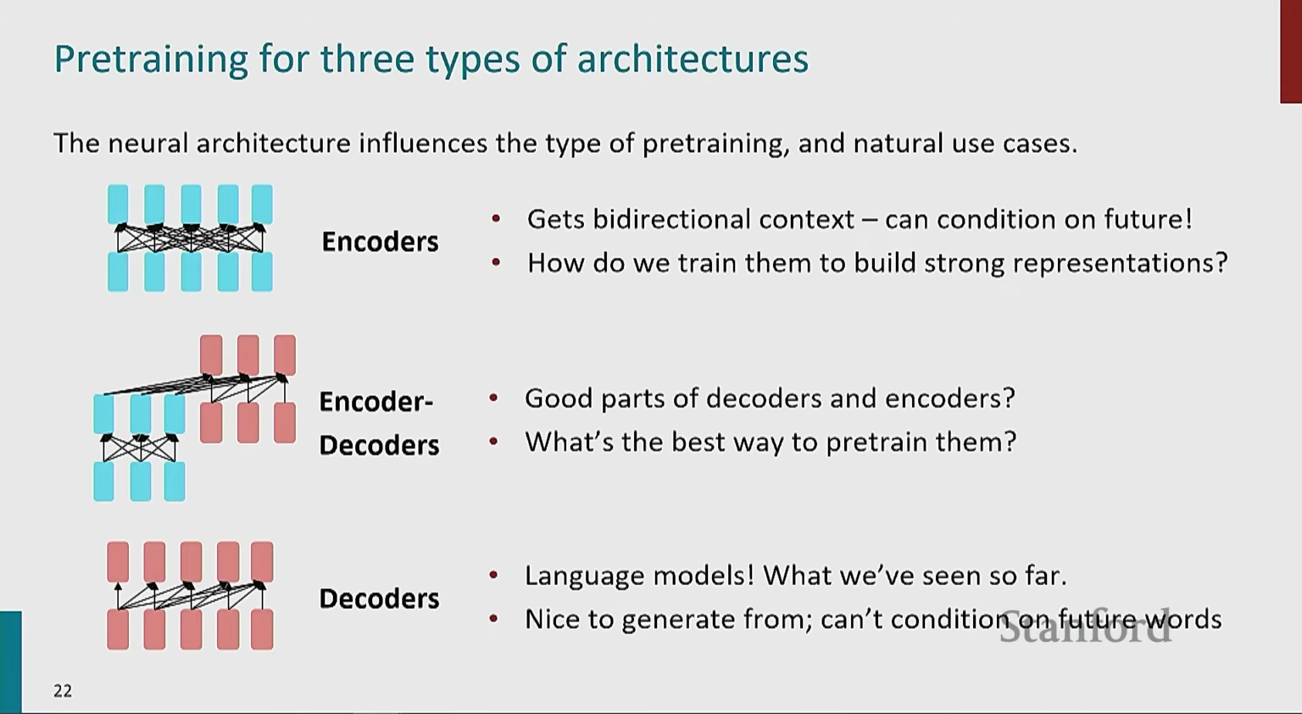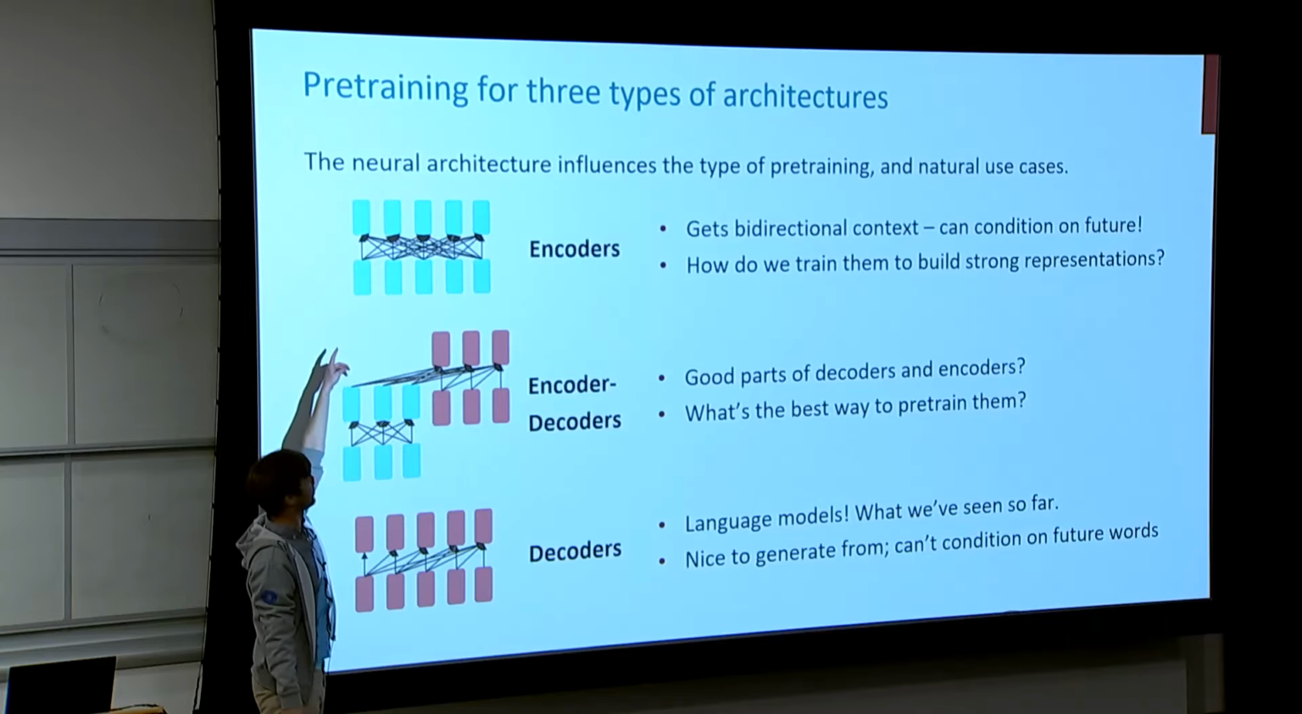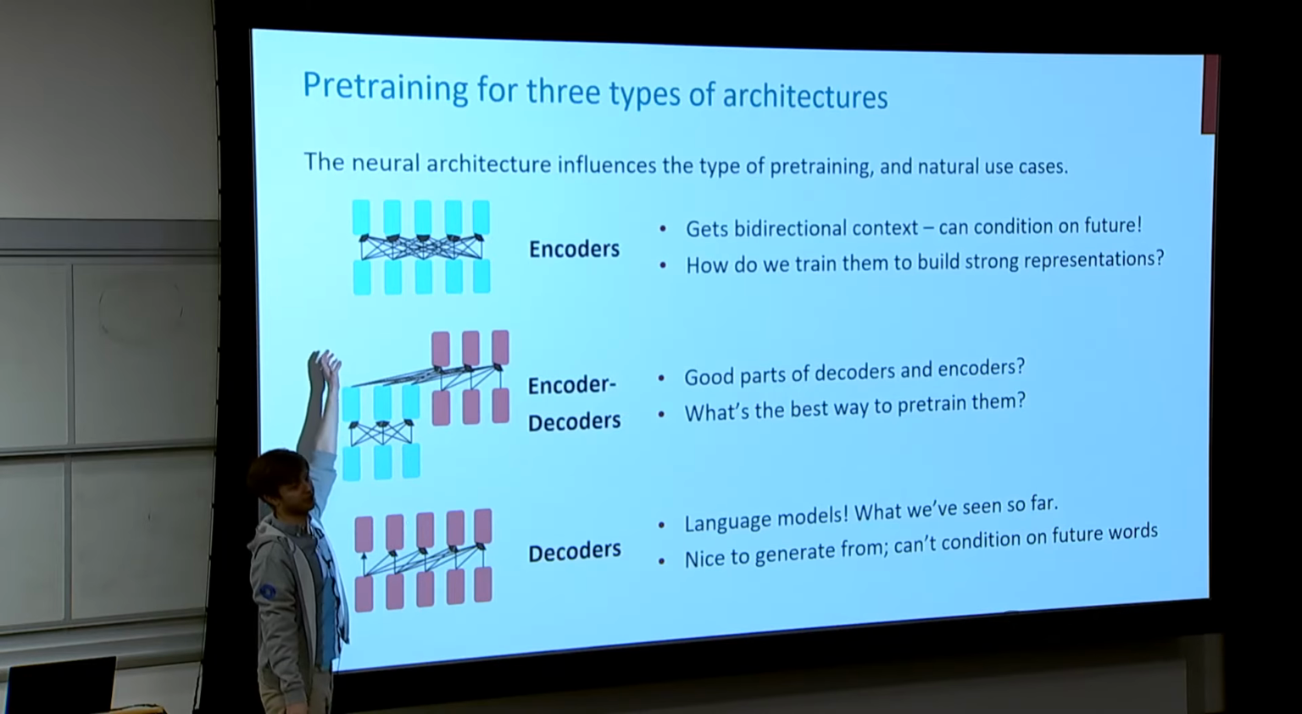Right, so let's recall these 3. So encoders get bidirectional context. You have a single sequence, and you're able to see the whole thing, kind of like an encoder in machine translation.